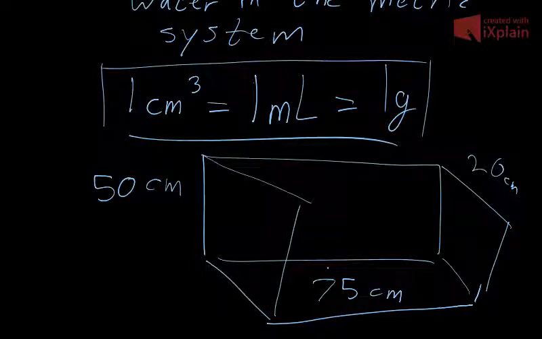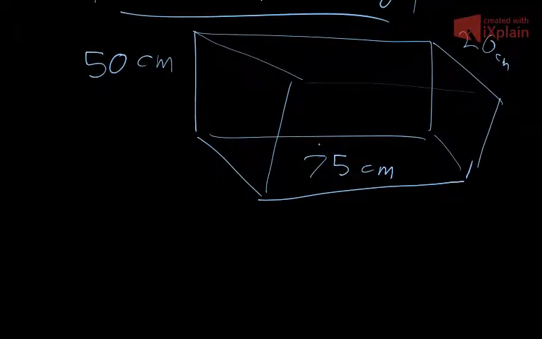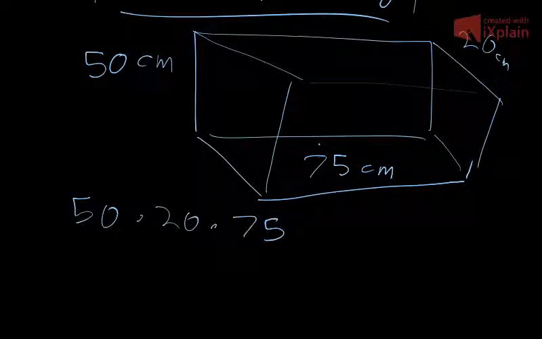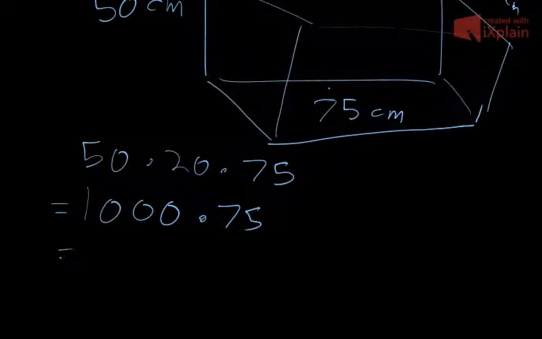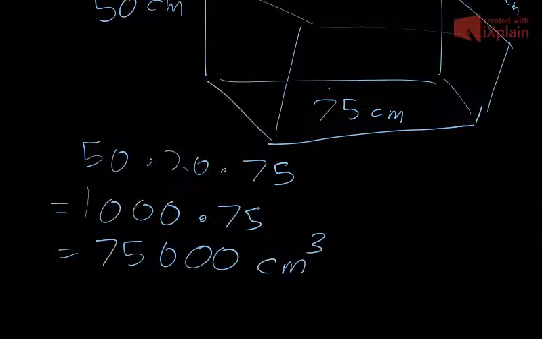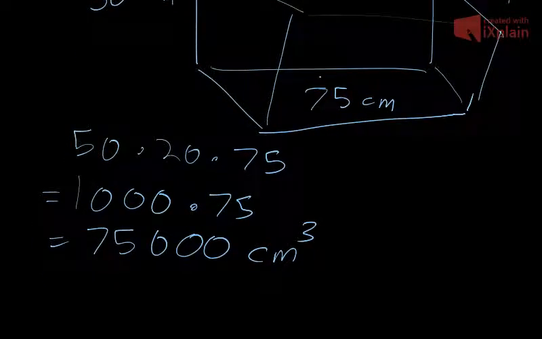If I wanted to find the volume of this, all I would have to do is find the cubic centimeters, and to find that I would have to multiply these together. So I'd multiply 50 times 20 times 75. 50 times 20 is 1,000, times 75, and that will give me 75,000 cubic centimeters. So this fish tank I have here, that was 50 centimeters, half a meter, by 75 centimeters, by 20 centimeters, is 75,000 cubic centimeters.